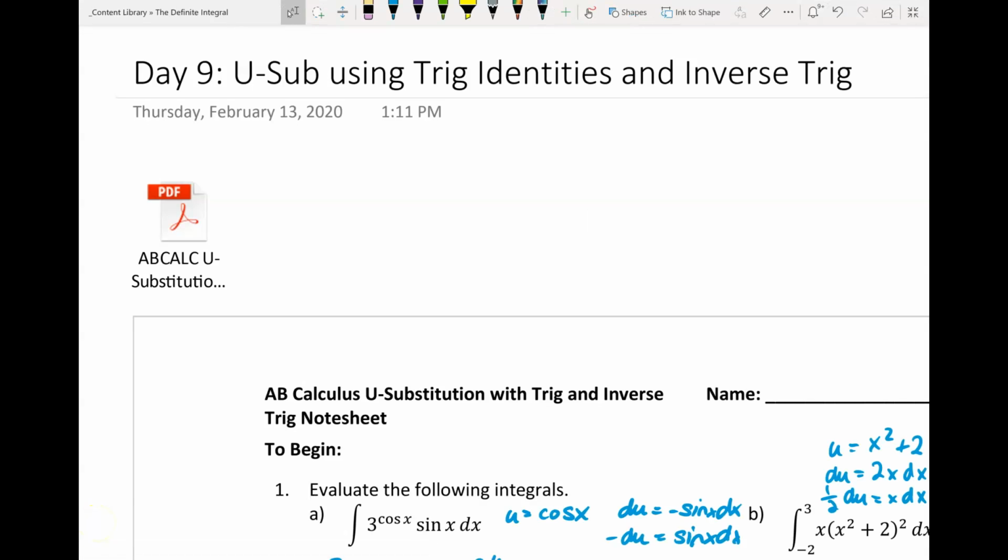Welcome to our last day for our integrals units. We are going to look at U-sub using trig identities and inverse trig, and I promise you this is the last method we're going to look at for U-sub.